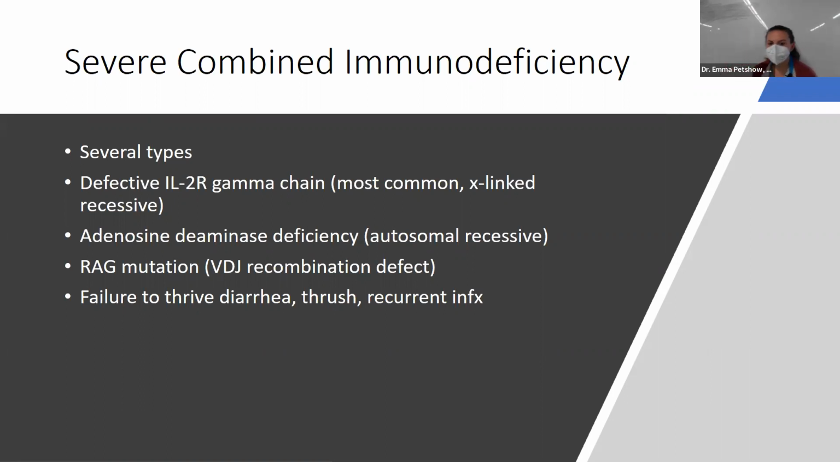Overall, though, when you think of severe combined immunodeficiency, more than memorizing the specific types, I want you to think of failure to thrive, thrush, and recurrent infections. Think about a kiddo who's failure to thrive. They have lots of diarrhea, so they're not able to gain weight. They keep getting thrush, and they just continue to get sick.